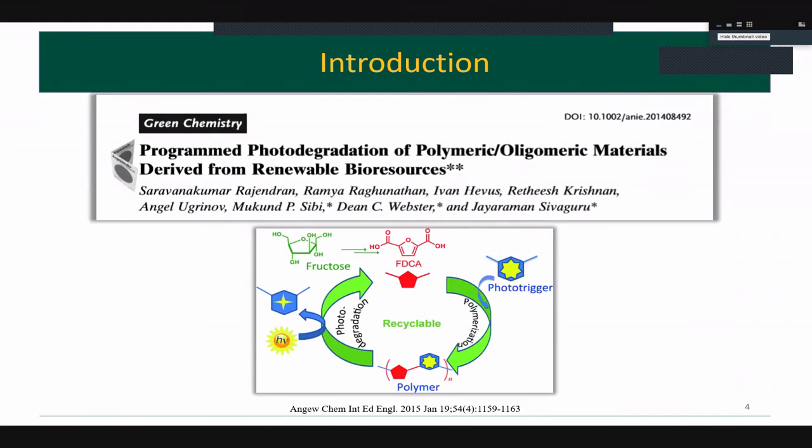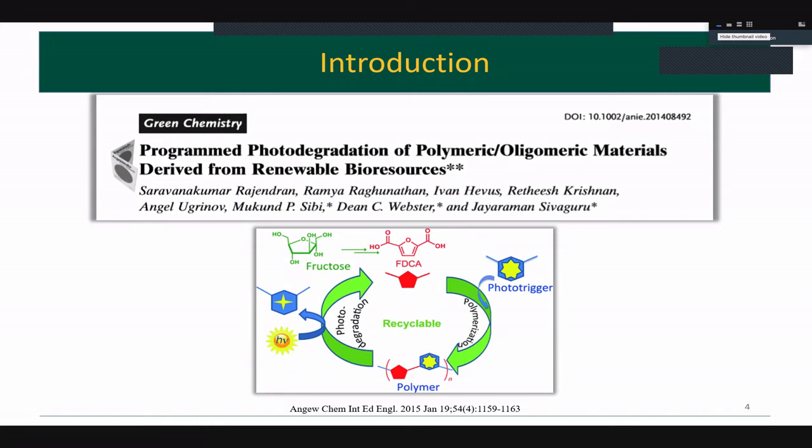Previous work has been conducted by members of the ESU and members of the CSMS, Dr. Webster, and Dr. Sigurd is in the audience as well. In general, they showed a proof of concept where they could incorporate a bio-based building block, this FDCA unit in red, 2,5-furandicarboxylic acid, and polymerize it with a phototrigger, in this case a nitrobenzyl group. They were able to photodegrade it and also recover that FDCA unit, which can be polymerized again.